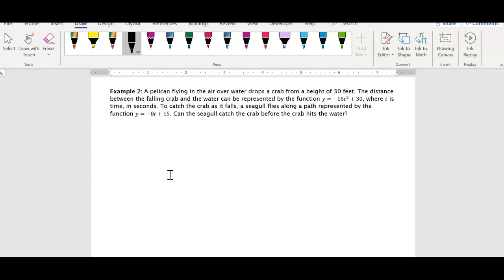So we're going to basically do exactly what we've been doing. We're going to take our two equations and set them equal to each other. And I'm going to just make it x to make it a little easier. So I just changed the t into an x. They put t so that you understood that it was talking about time.